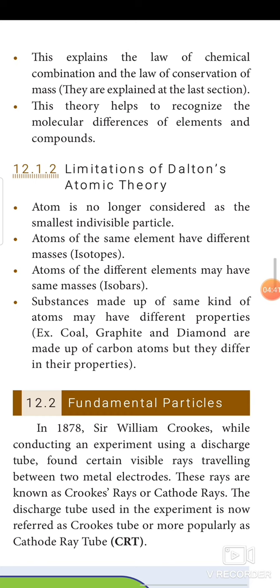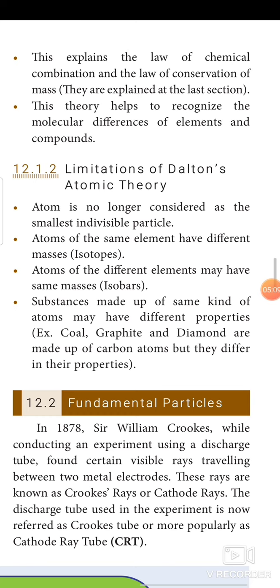Okay. What are the fundamental particles? In 1878, Sir William Crookes, a very important experiment. While conducting an experiment using a discharge tube, he found certain visible rays traveling from two metal electrodes. What are the electrodes? Anode and cathode are the two metal electrodes. So rays passed through the two electrodes. These rays are known as Crookes rays or cathode rays.